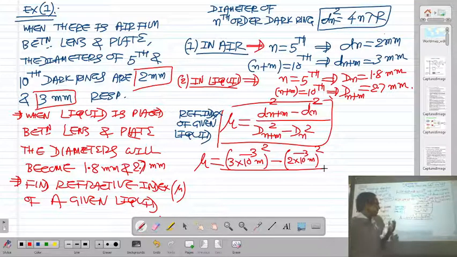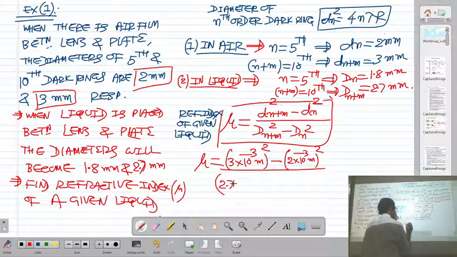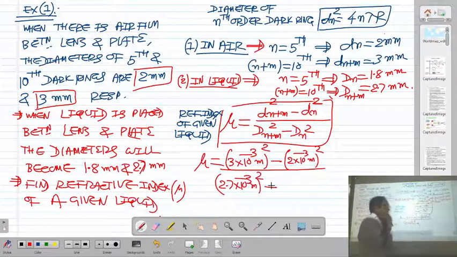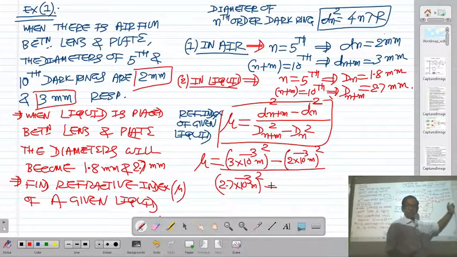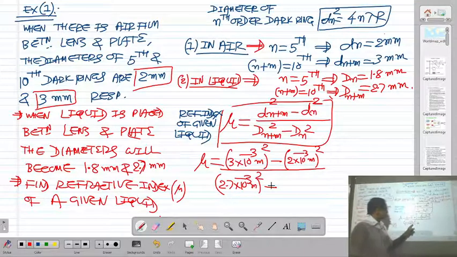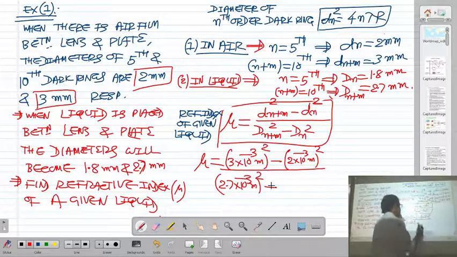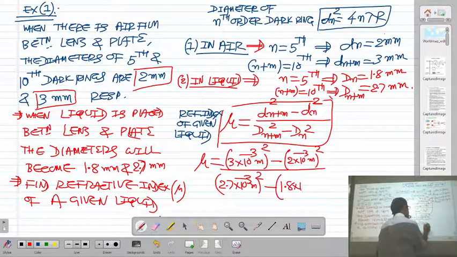In liquid, capital Dn plus m is the diameter of the n plus m, 10th order dark ring in liquid, which is 2.7 mm. So 2.7 into 10 raised to minus 3 whole square, minus, in liquid the diameter of the n equal to fifth order dark ring, capital Dn, is 1.8 mm. So 1.8 into 10 raised to minus 3 meter square.